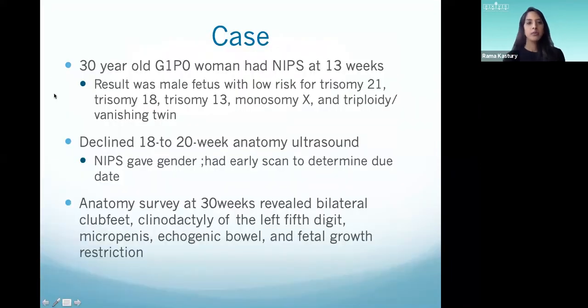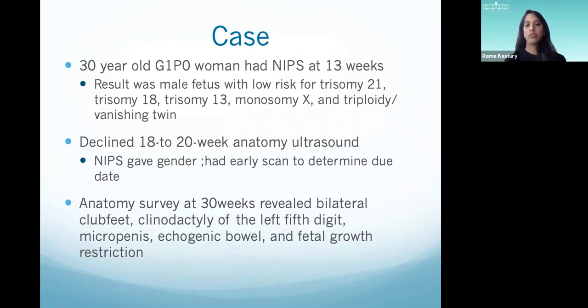So a quick little case. We have a 30-year-old G1P0 female who had NIPS, or cell-free DNA testing, at 13 weeks. The results showed that it was a male fetus with low risk for trisomy 21, 18, and 13, monosomy X, and triploidy or vanishing twin. So basically a low risk screen and normal testing. She declined doing an anatomy scan or an early scan at 18 to 20 weeks, and that NIPT testing did give gender. And then she did have an early scan just to determine her due date.